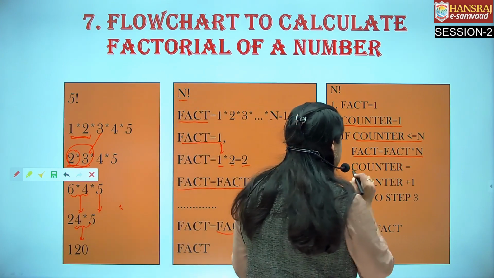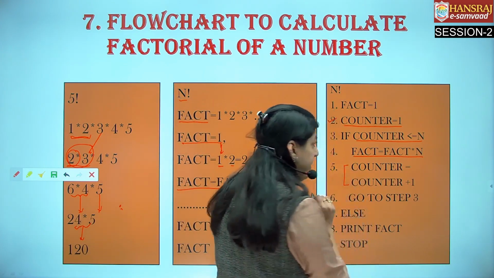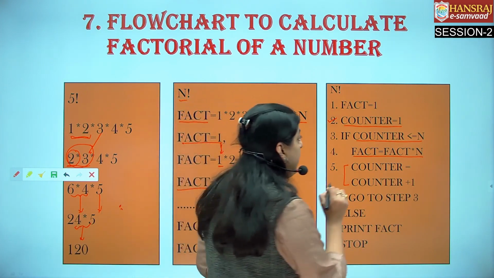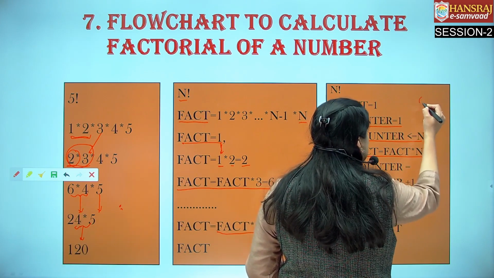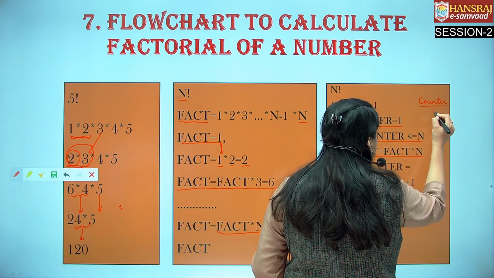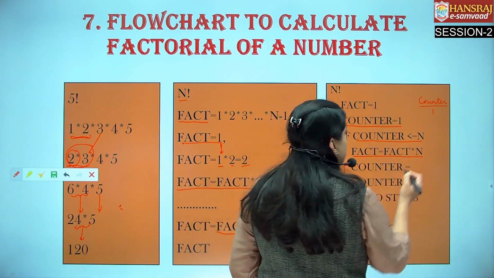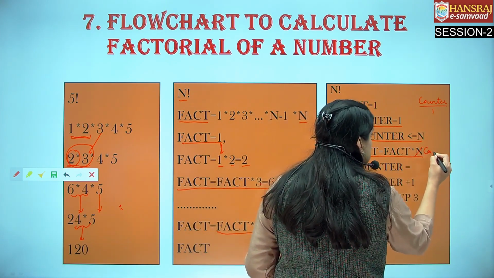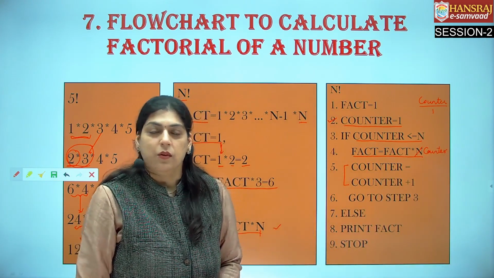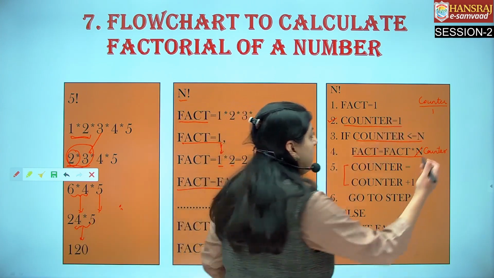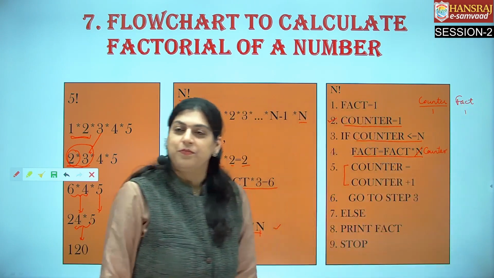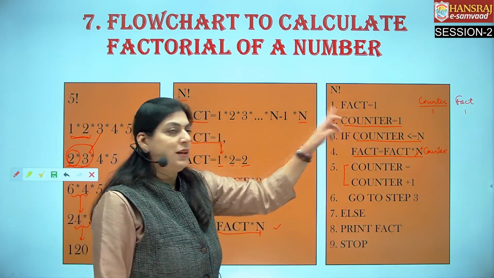Okay, and then we are changing the value of counter here. So what will happen now? At first iteration, counter is going to be 1, right? Now this has to be counter. Okay, just change this to counter here. Counter is having one value, fact is having one value. We started with step 1, step 2.